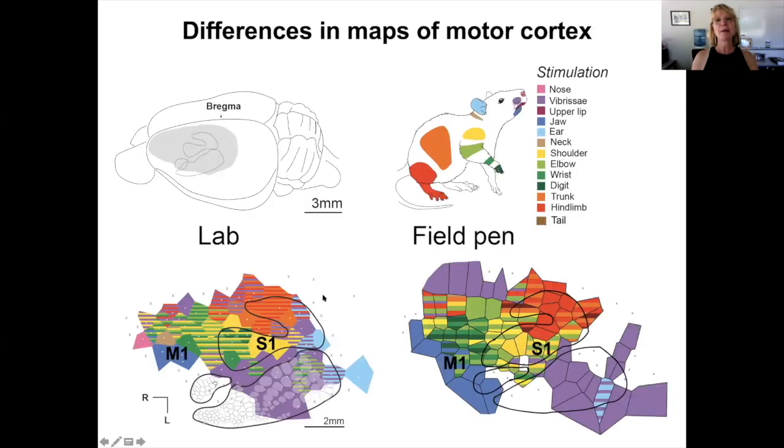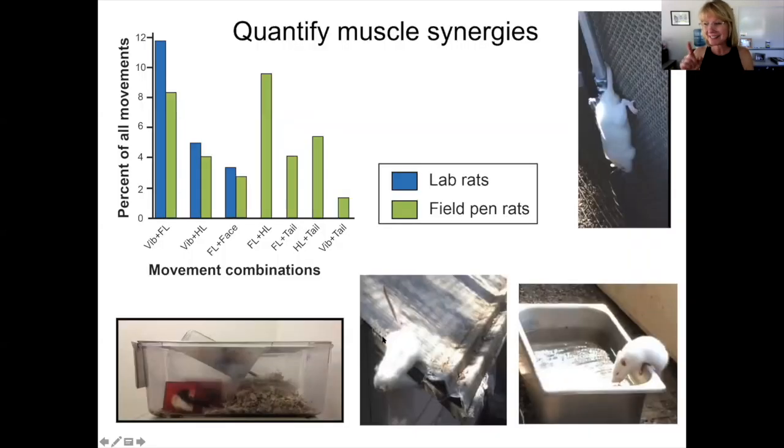And so if you look at the two maps, the left is a laboratory animal and the right is a field pen animal. And you can see these nice maps of the cortex. You can see some differences, I think, in these forepaw representations, and certainly in the hindpaw representations, where we have a lot more hindpaw. We have some hindpaw in isolation. We also have tail. We can evoke tail movements, which we can't evoke in the laboratory animal. But this is a cooler type of analysis.